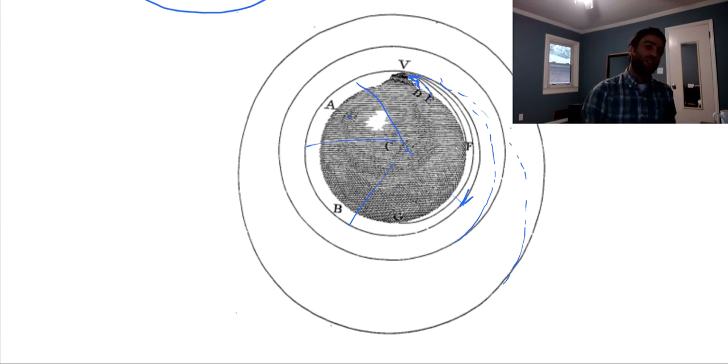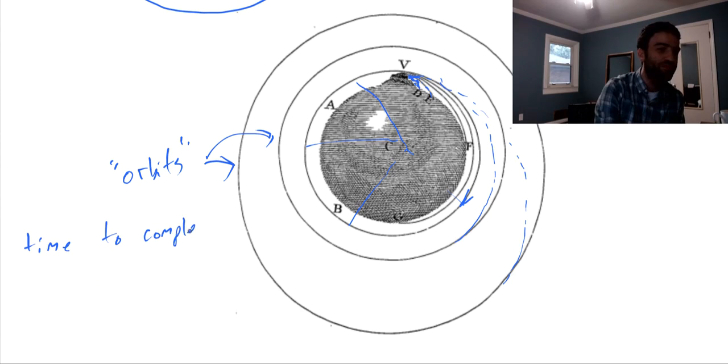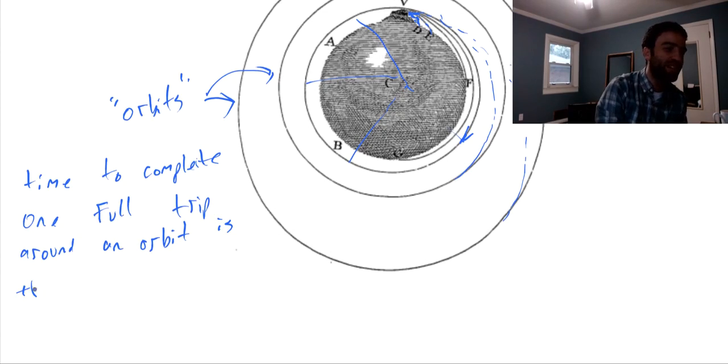Okay. So this thought experiment is actually basically how we should be thinking about orbiting celestial objects. So the particular path that an object takes, if it is free-falling around some celestial object, like a planet or a star or whatever, these paths are called orbits. That's what the word orbit means. And the time to complete one full trip around an orbit, that's called the orbital period.